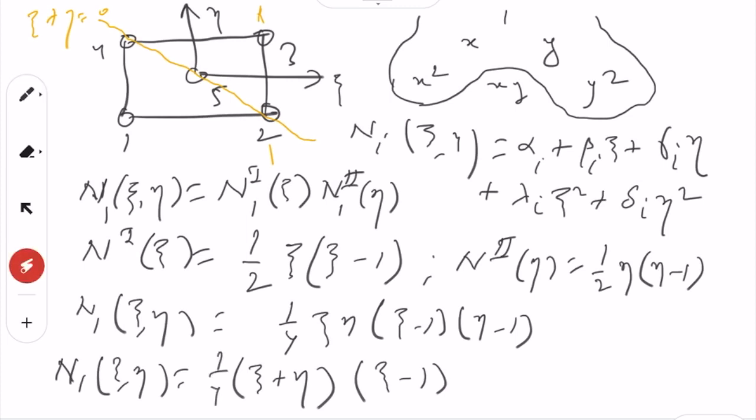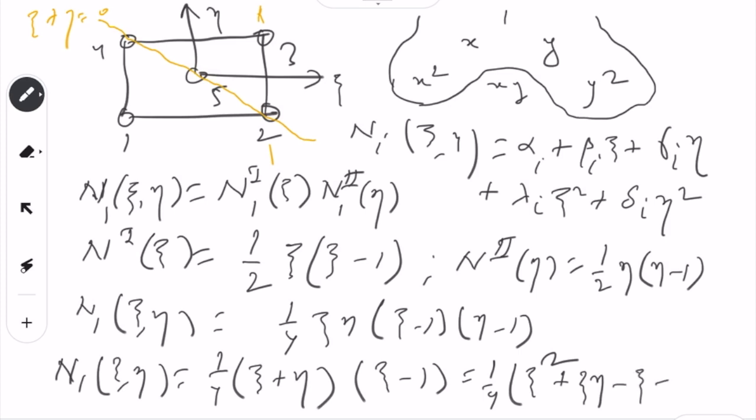Now you can see here what you will get is xi square plus xi eta, right? So the order of the polynomial will be confined to this. We will have these terms only. So automatically you will see equal to 1 over 4 xi square, then you get plus xi eta, then you get minus xi minus eta. So we have a second order system, that is good. We have a second order polynomial.